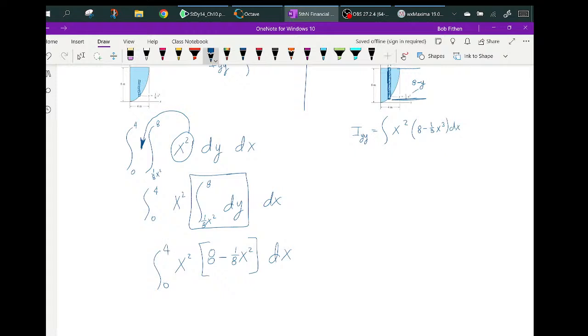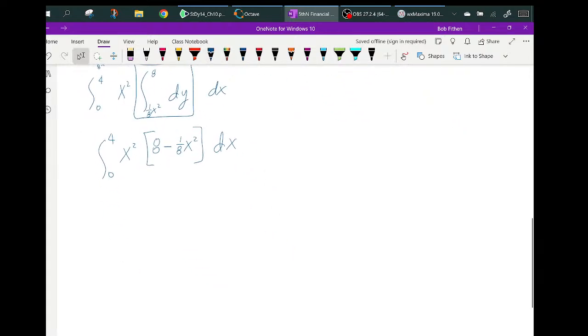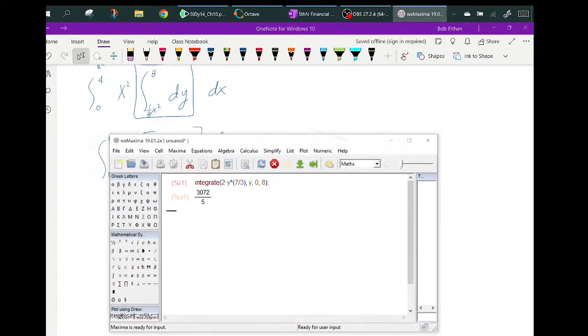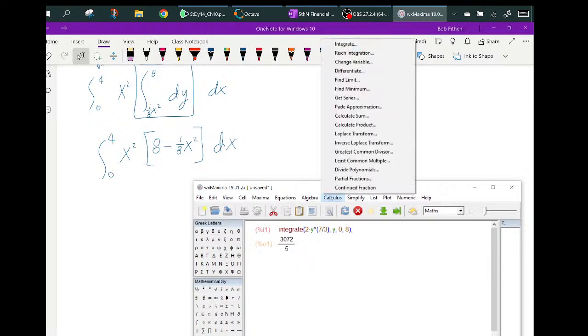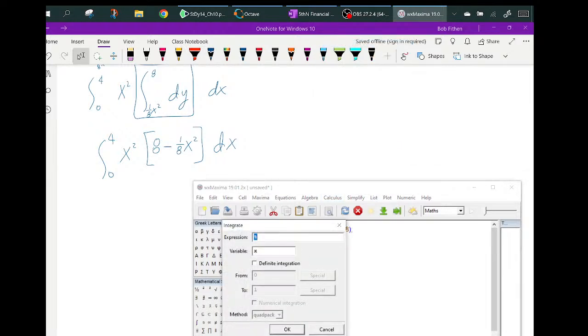Now you got that. Now if I don't necessarily want to work this out, I go to Maxima. And this time I go into calculus. I would integrate x squared times 8 minus 1 divided by 8, or I could say 1 minus x squared divided by 8. And see, there's what I was doing. I had the extra parentheses there.